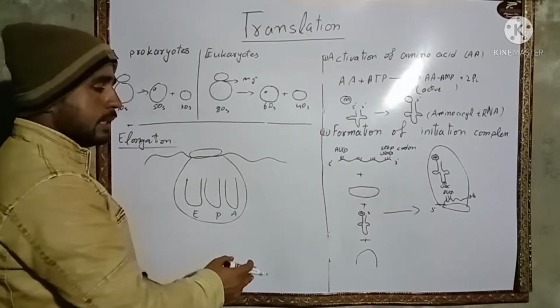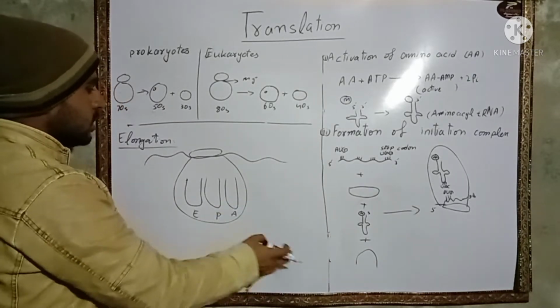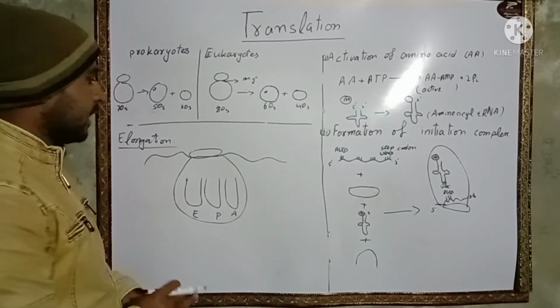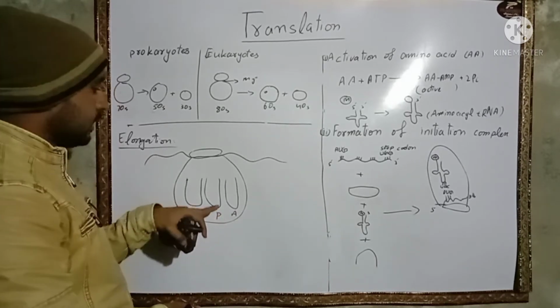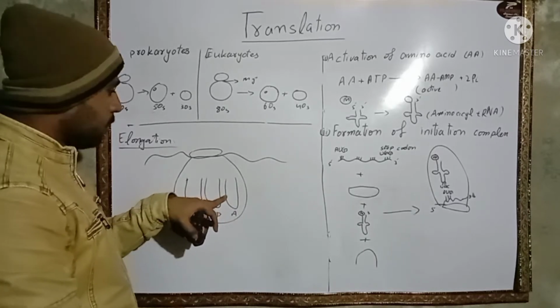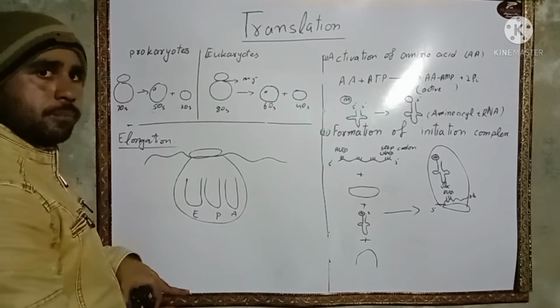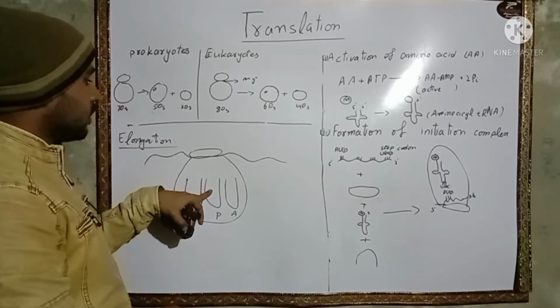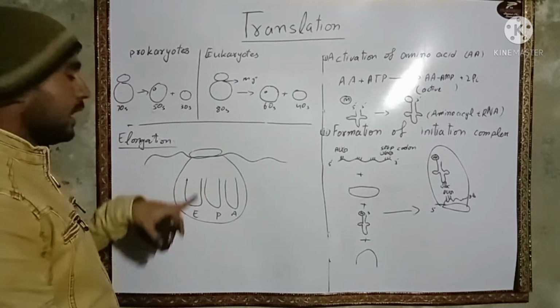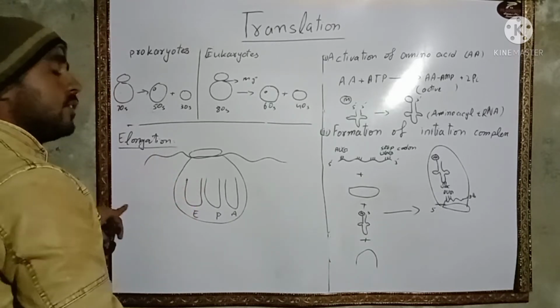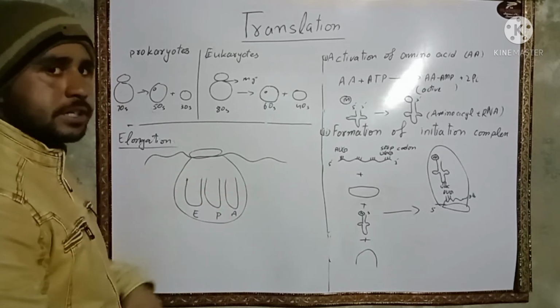Why is it called the A site, P site, and E site? Because the new incoming aminoacyl transfer RNA first enters into the A site. That's why it is known as the A site. After completing the A site, it will transfer to the P site. And the P site transfers it to the E site, and the E site transfers that aminoacyl transfer RNA outside the ribosome or the initiation complex.